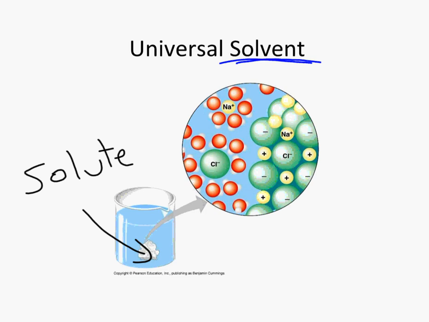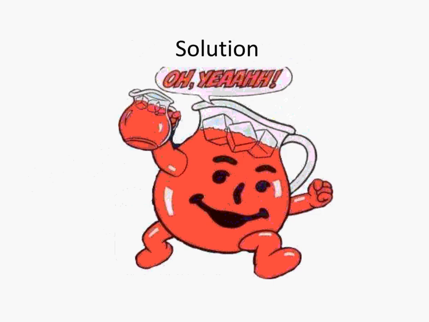And so the solute is the substance that is being dissolved, and if you have a solvent and a solute that is equally distributed throughout the water, you have something called a solution. So again, in a solution, the solute is equally distributed. You can't tell where the solvent ends and the solute begins. You can't really see it floating around or anything like that.